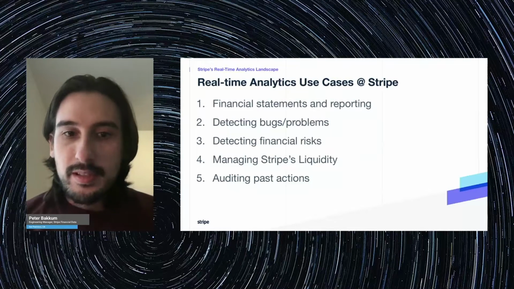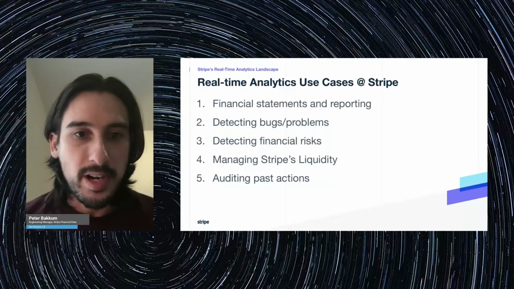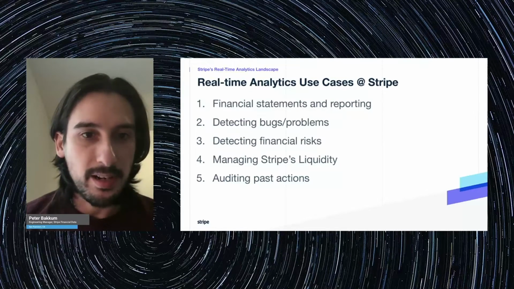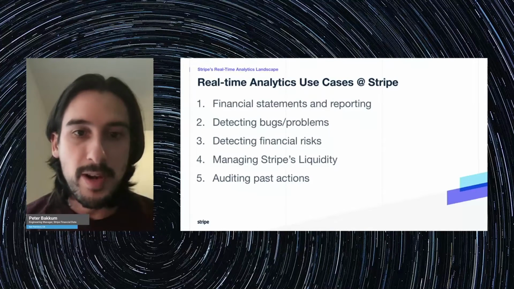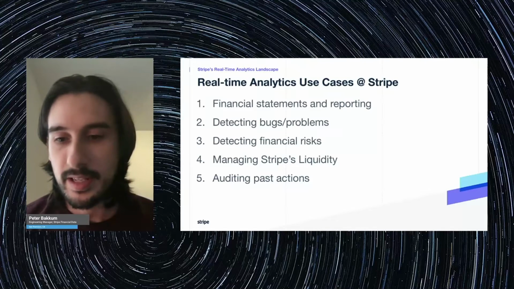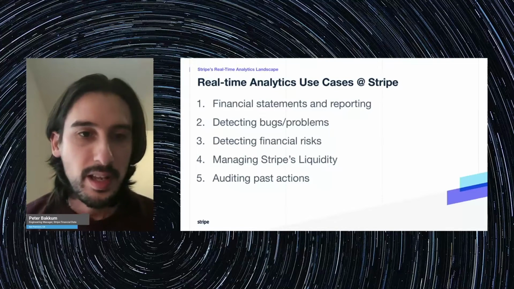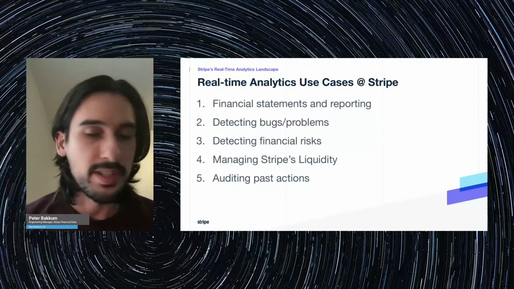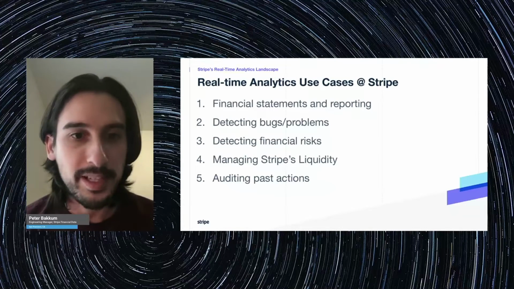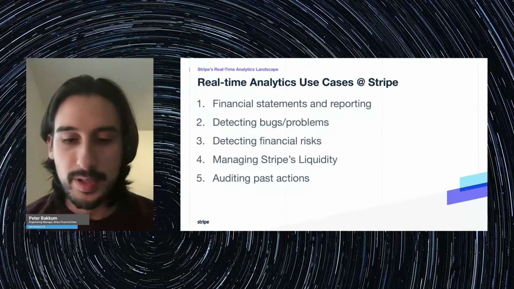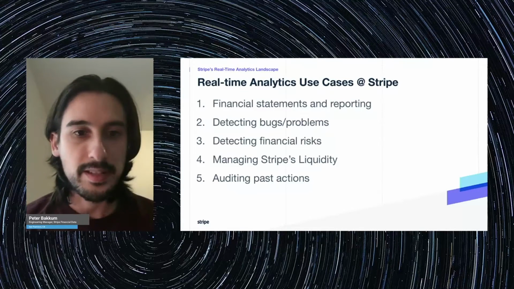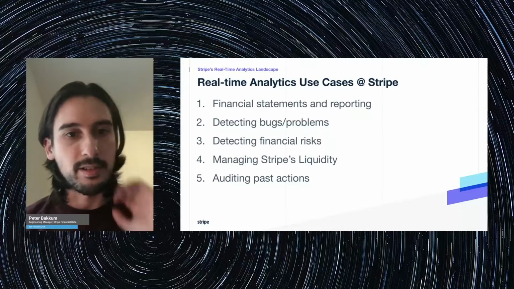So let's talk about some of the use cases for real-time analytics at Stripe. This is somewhat focused on the financial data space. This is the organization that I'm in. But I want to highlight some of these areas. So we use real-time analytics for generating financial statements and reporting. So think income statement, balance sheet, detecting bugs and problems. So when something breaks, we need to know about it very, very rapidly. Detecting financial risks. So problems that may crop up, maybe a risk of loss in certain cases. We need to identify and flag those early.